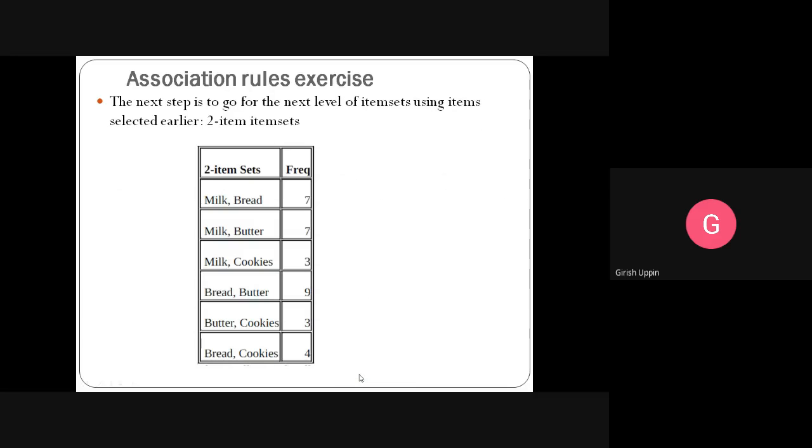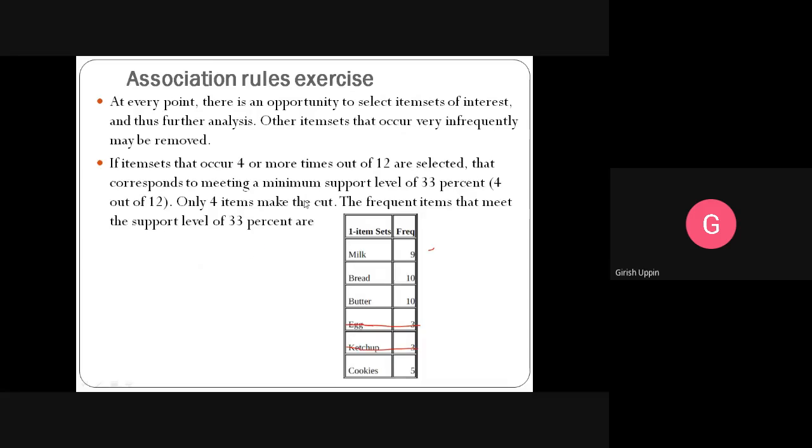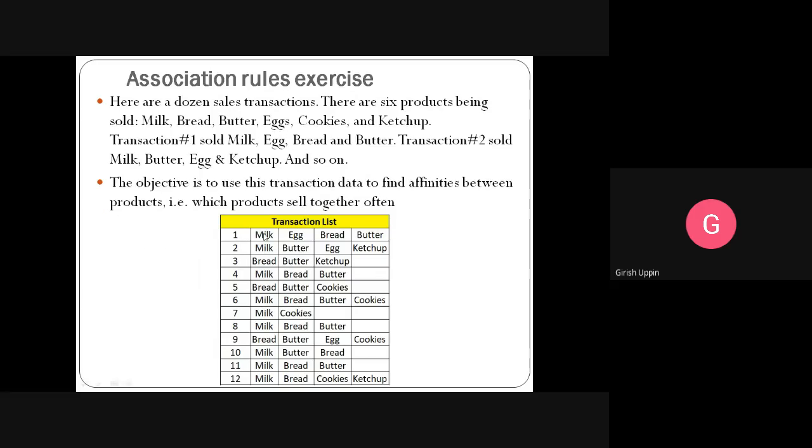Next step is we are going to consider 2 item sets instead of considering one. If these items are bought together, we are going to count that transaction. For example, first one is milk bread. We go back to the original data. You can see milk bread, one transaction.